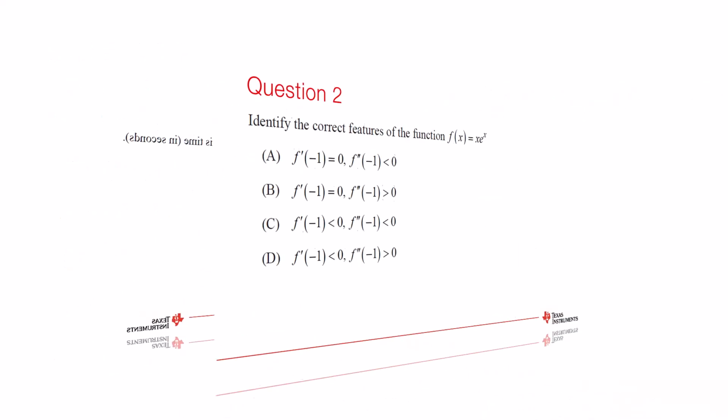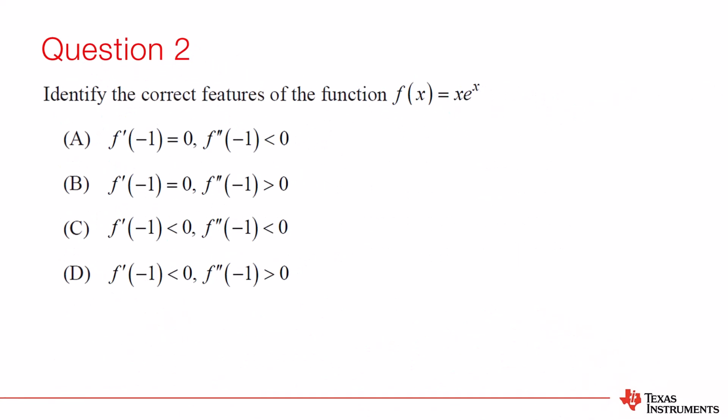So, question 2. The question defines the function f of x equals x by e to the x and seeks information about the derivative f dashed of x and the second derivative f double dashed of x when x equals negative 1. Both of these calculations can be done relatively easily by hand or on the calculator. There are a number of ways we can do this on the calculator.